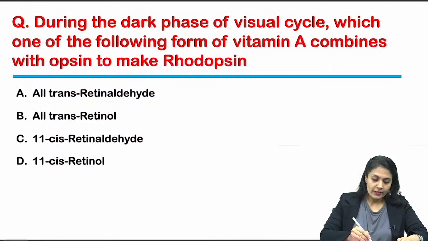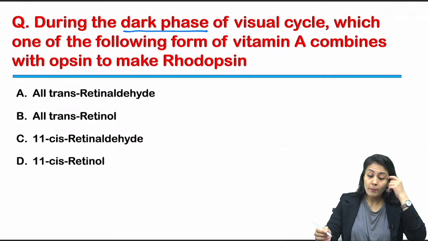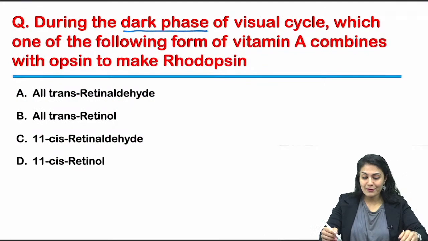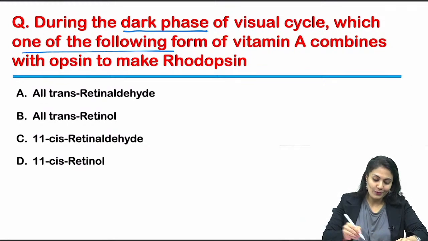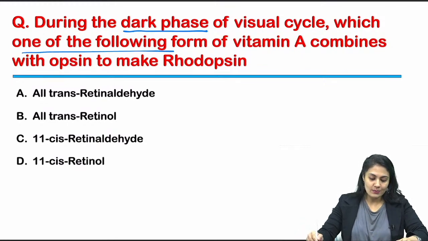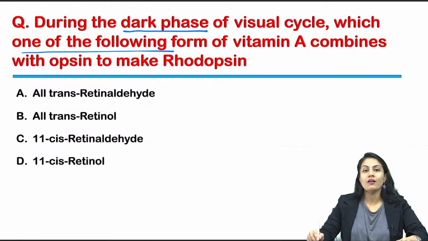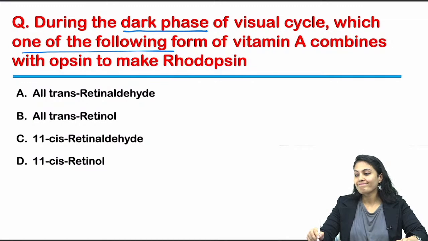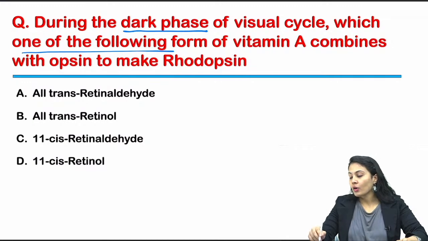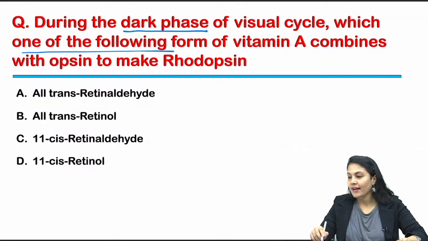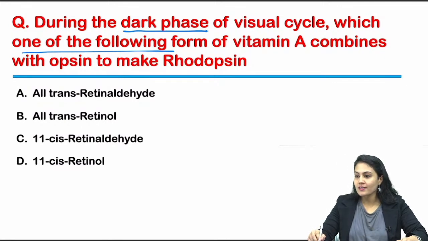Next, during the dark phase, the interesting topic has come. During the dark phase of the visual cycle, which one of the following from vitamin A combines with opsin to make rhodopsin? Wald cycle or visual cycle? Yes, please answer. Alright, Dr. Rao and real guy. Okay, I got the answer for this or the previous one. D and B. Alright.